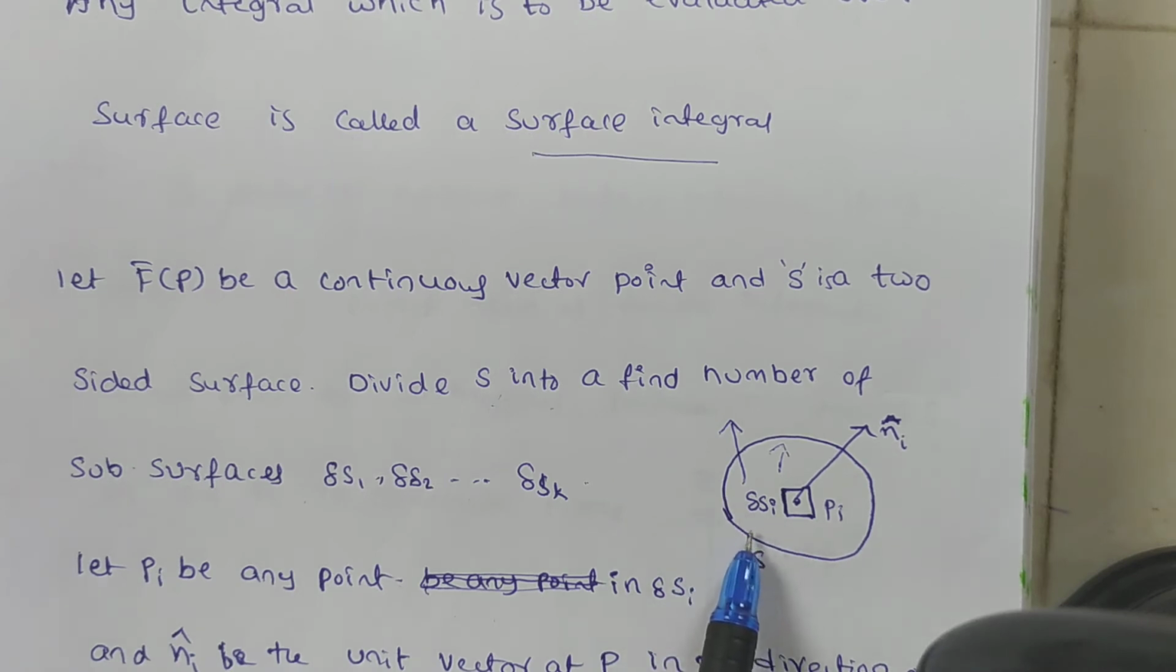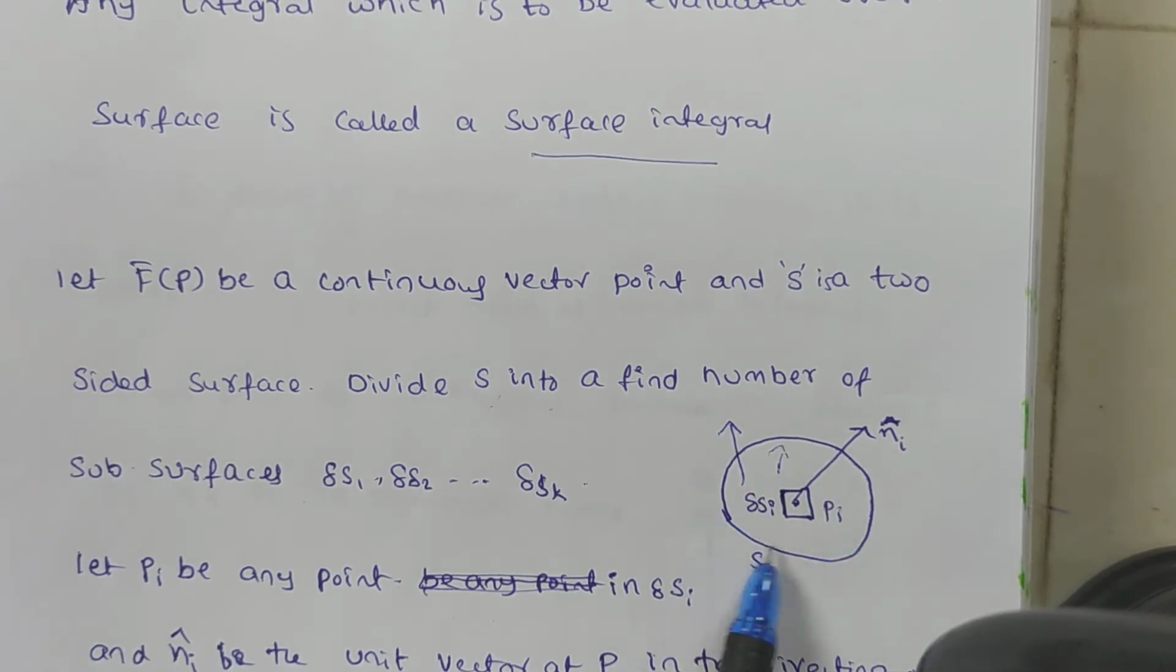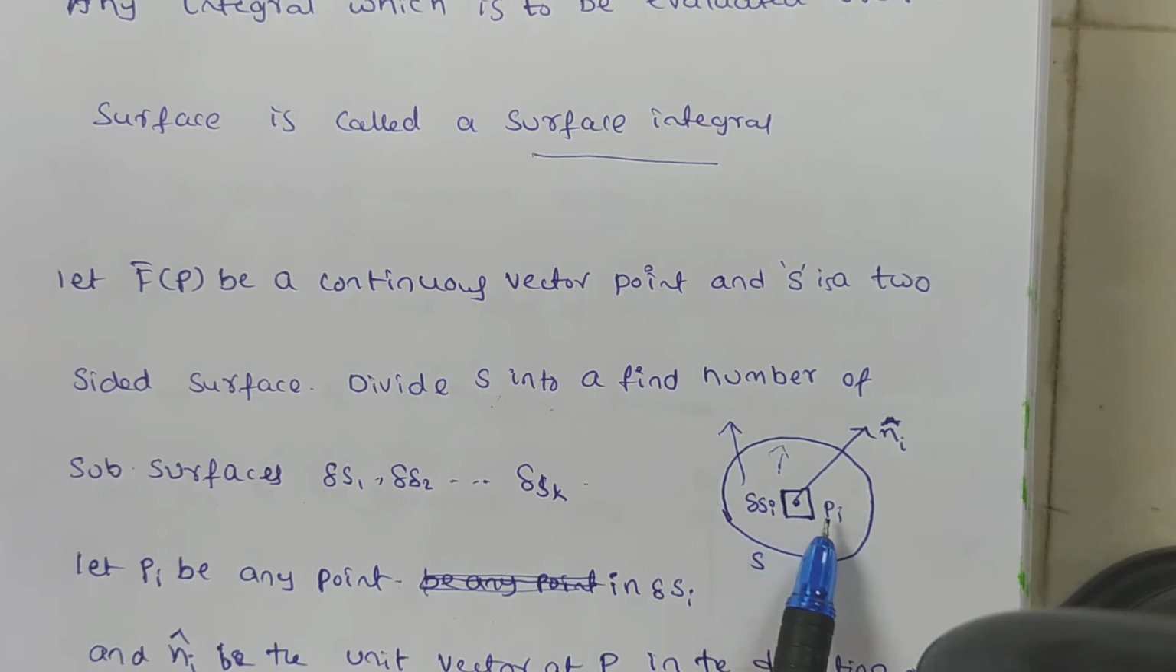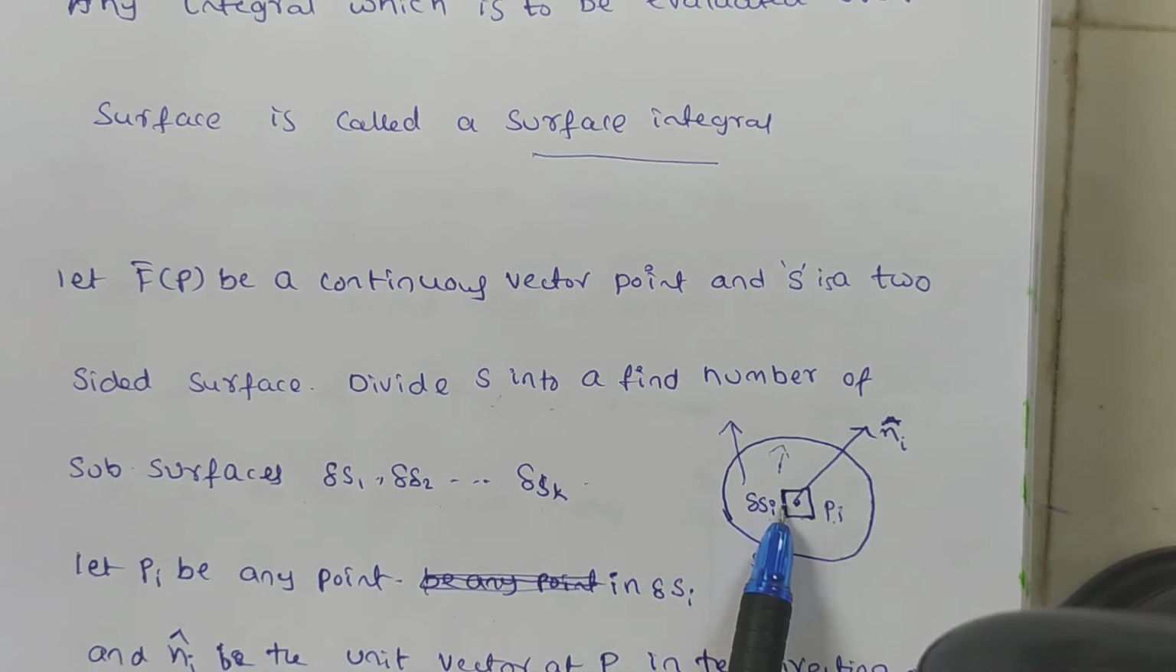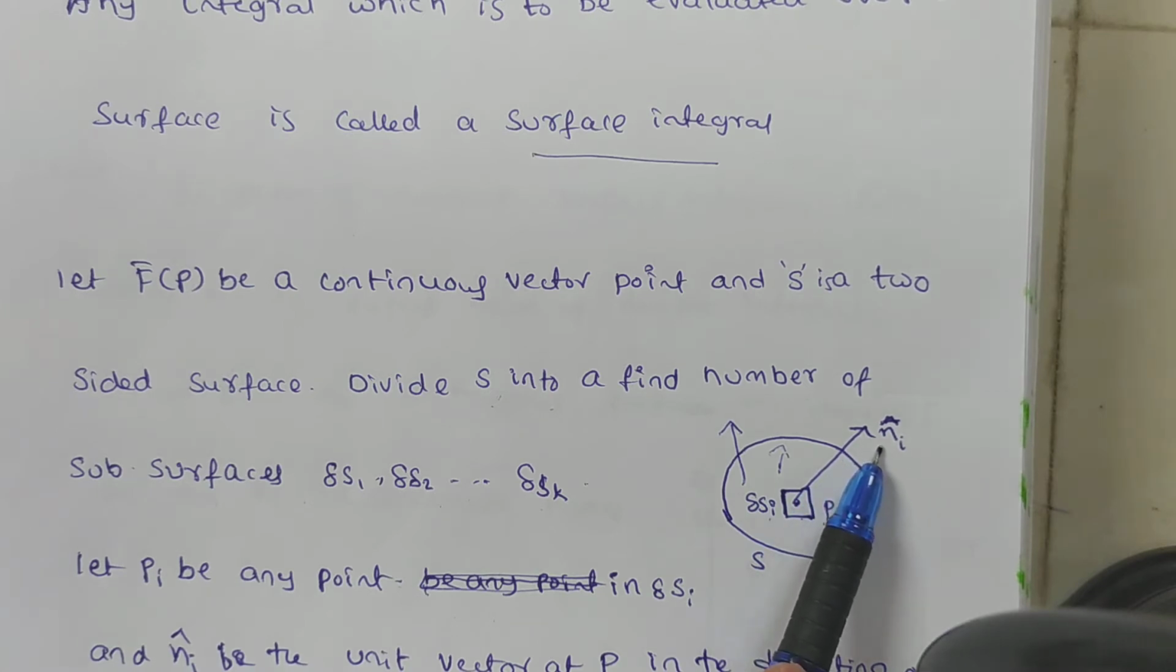Now it is a two-sided surface. Divide this surface into parts, maybe 1, 2, 3, 4, or you can divide it into infinitely many small parts. Suppose I choose one part, considered at a point Pi. This piece of surface I call delta Si. Suppose at P1 we have delta S1, at P2 delta S2, at P3 delta S3, at Pk delta Sk. At the point Pi, the unit normal vector is n bar.